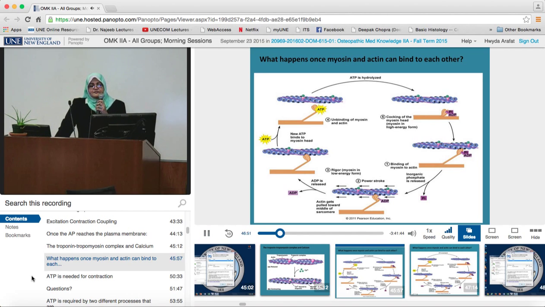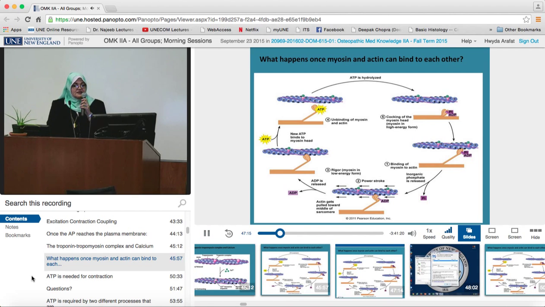So in this case, myosin has to be bound to ADP and inorganic phosphate. So ATP has to be hydrolyzed in order for this to happen. So as I said, myosin bound to ATP has to be hydrolyzed to be able to bind to actin.